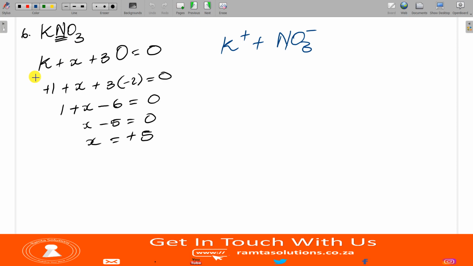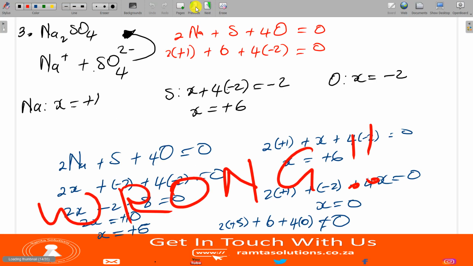But remember, at the end of the day, you must try to balance your charges. Because I can imagine now, if I balance the charges, I'm saying this guy will be +1. So look at it, +1 plus 5 plus 3 into -2. What is this? This is 0. So indeed, the charges are balancing. Right? The charges are balancing.